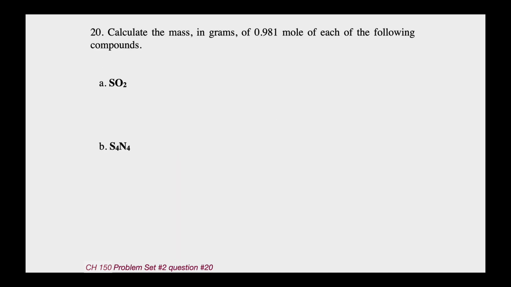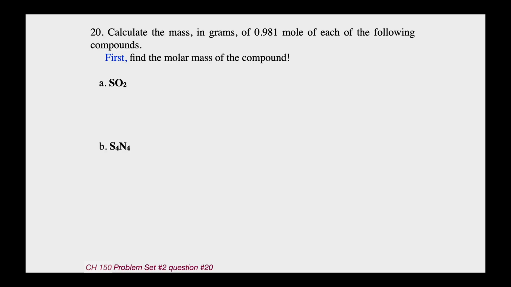Let's calculate the mass in grams of 0.981 moles of each of the following. So we're going to go from moles to grams. So we've got 0.981 moles of SO2. How many grams is that? We will need the molar mass on this one, definitely. Because if you're going from moles to grams or grams to moles, that's when the molar mass is helpful.